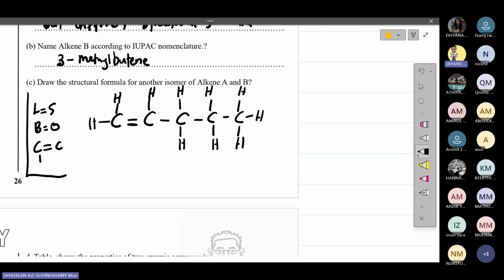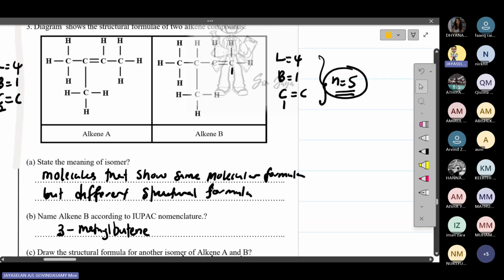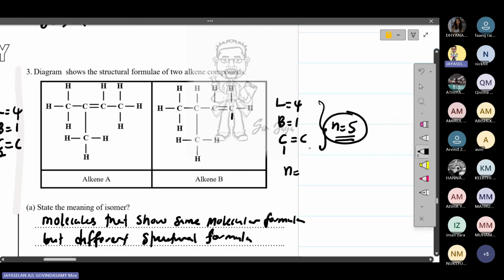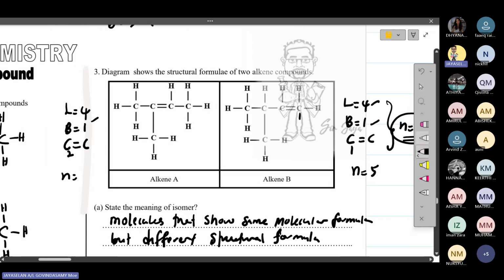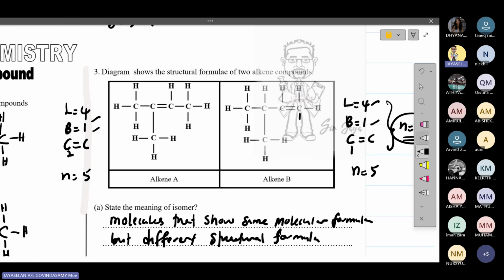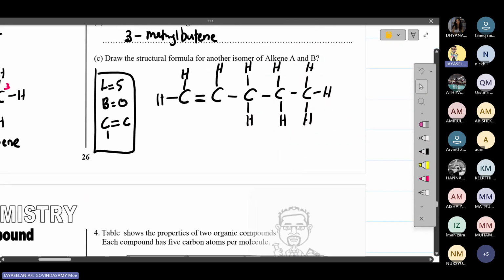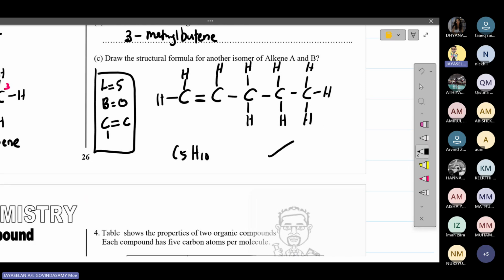So you tengok dia punya long chain and 5. N adalah berapa? 4 plus 1, 5. Ini pun N berapa? 4 plus 1, 5. So you want to make it 5. Okay, you tengok dia punya molecular formula C5H10. Ini pun C5H10. You tengok ini punya molecular formula C5H10. Finish. Ada tak dia minta nama? Tak ada kan? So you make it like this.